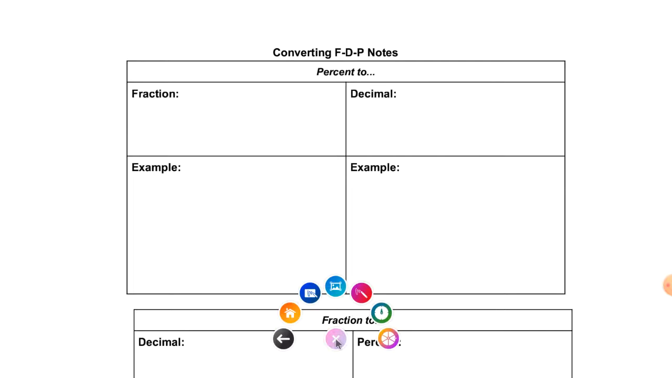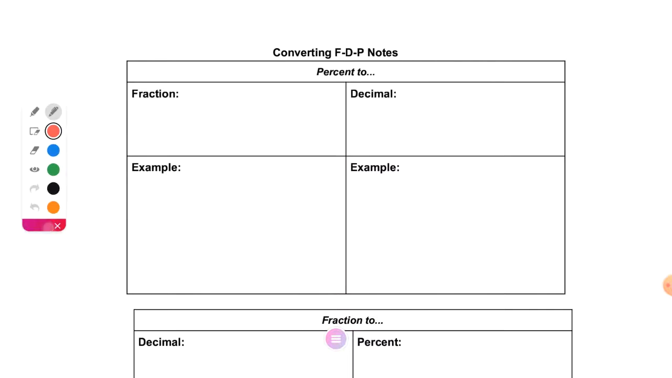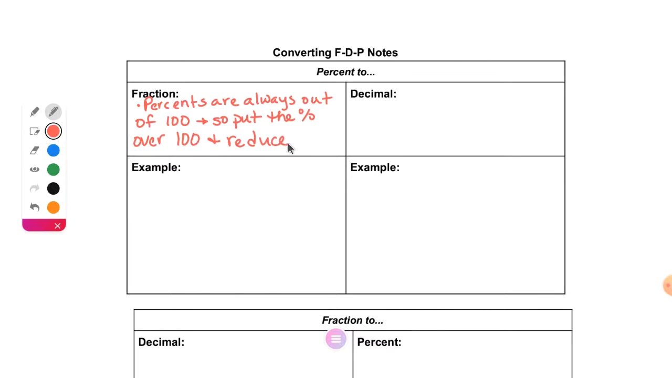So let's write that. Percents are always out of 100. So put the percent over 100 and reduce. Okay, that's any percent. Sometimes if it's a percent with a decimal in it, it gets kind of ugly, but you can still do that.